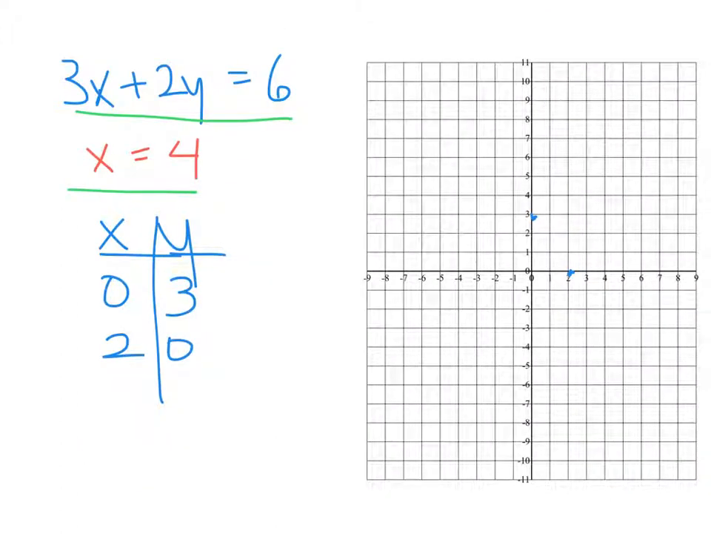So in this problem, I have 3x plus 2y is equal to 6, and then x is equal to 4. Those are my two linear equations, and I'm just going to plot those quickly. I've already done it, as a matter of fact, using intercepts for that blue line there. So when x is 0, y is 3. When x is 2, y is 0. And if I graph that, it's going to look like this. So that's my blue line, and that's my red line.